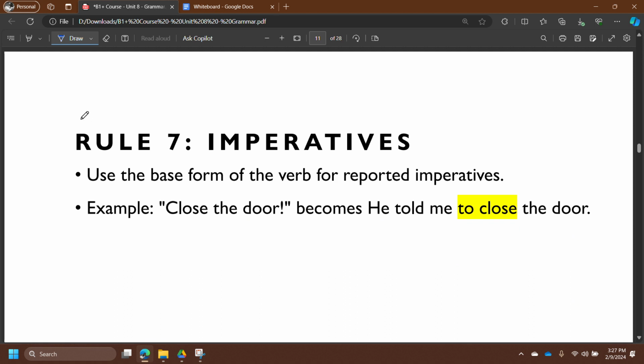And in rule number 7, imperatives. So we use the base form of the verb for reported imperatives. For example, close the door. If you remember, this was an order, like a teacher says, hey, close the door. Close the door becomes, he told me to close the door. So it becomes to plus verb number 1, meaning the base form. Okay.